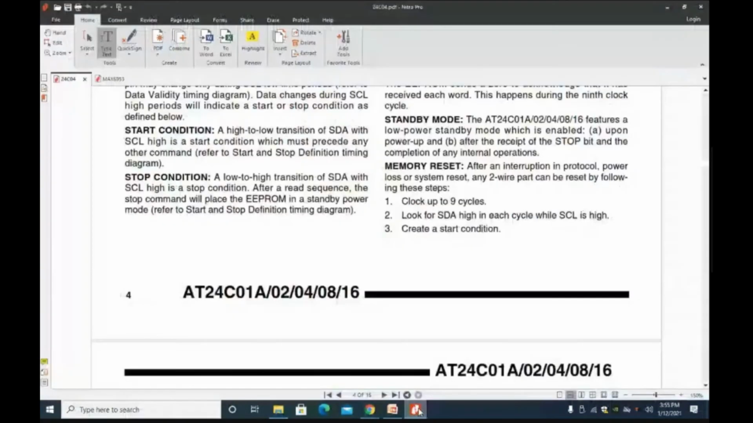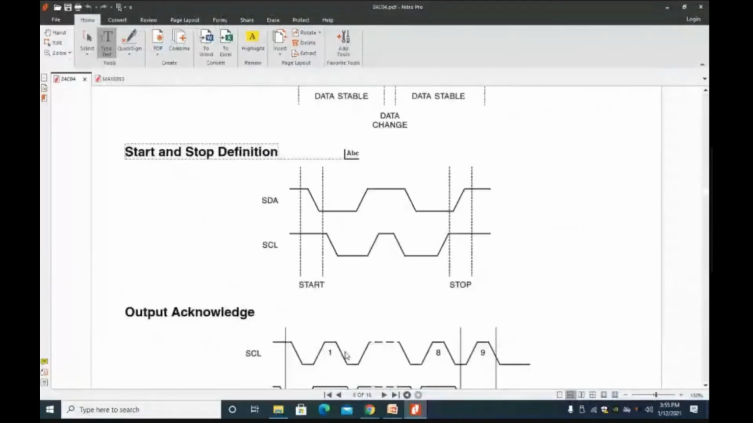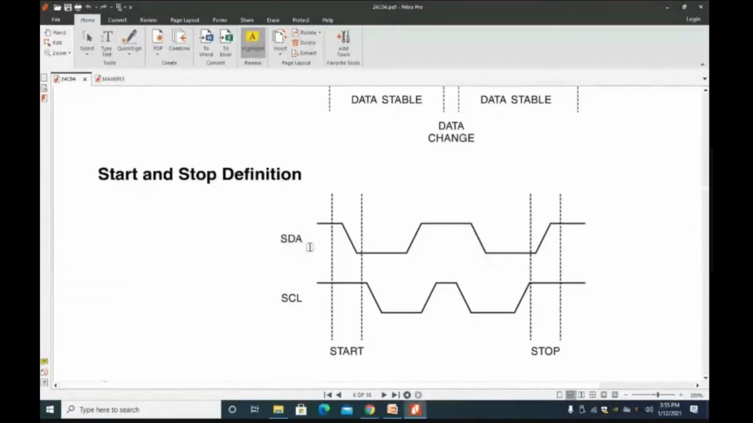How to start the communication? The starting can be understood by looking at this diagram. When the serial clock line is 1, if the serial data line goes from 1 to 0, then it is the start condition. What is stop? By having the clock pin as 1 and making the data line go from 0 to 1, this justifies it is the stop condition.